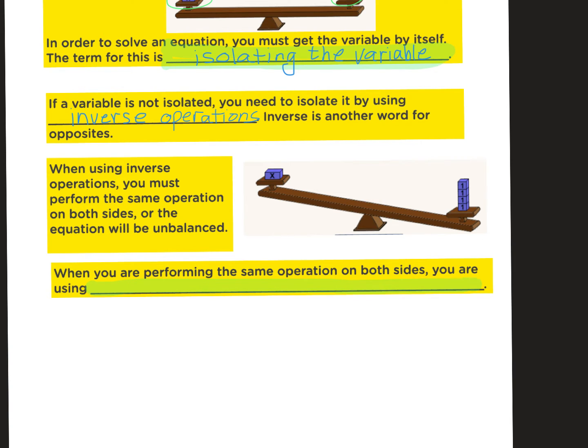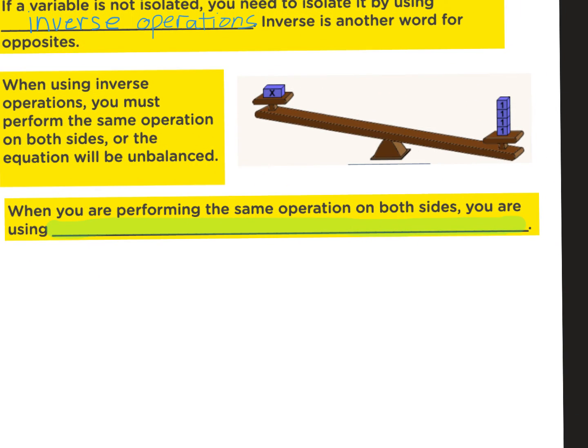When you are performing the same operation on both sides, you are doing something called the properties of equality. And we're going to walk through an example of those in just a moment. So the big kid way of saying what you do to one side, you have to do to the other side, is properties of equality.